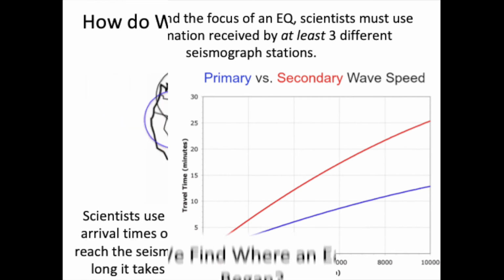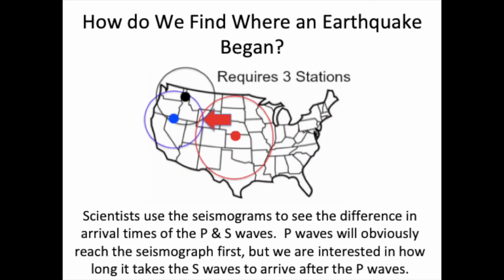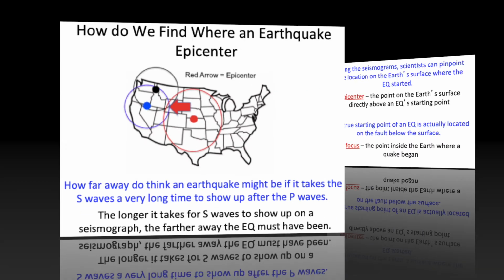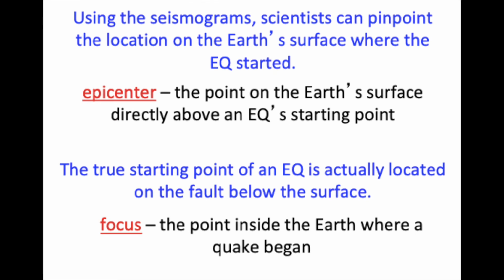Let's take a look. So the scientists use the seismograms to see the difference in arrival times of the primary wave and the secondary waves. The primary waves will obviously reach the seismograph first, but we're interested in how long it takes the S wave to arrive after the P wave. The longer it takes for the S wave to show up on a seismograph, the further away the earthquake must have been.